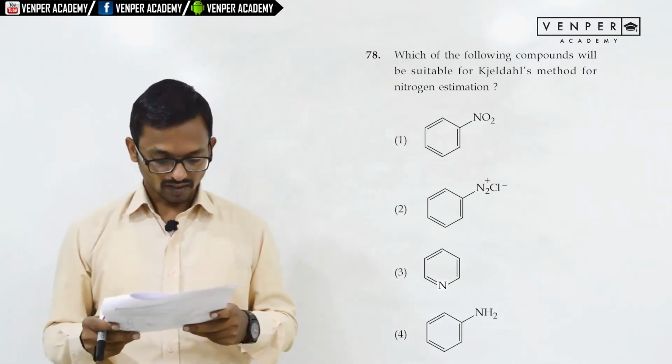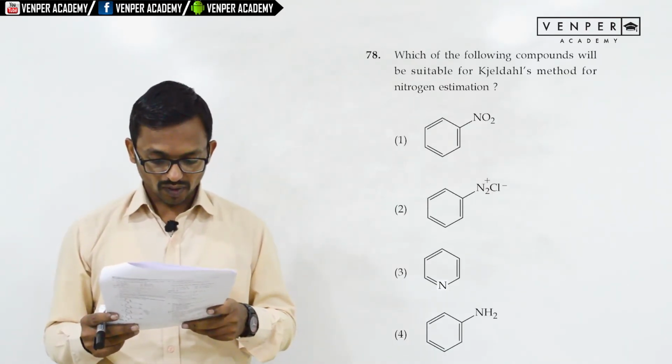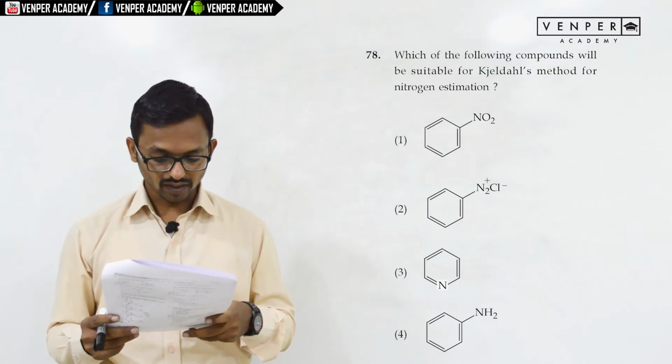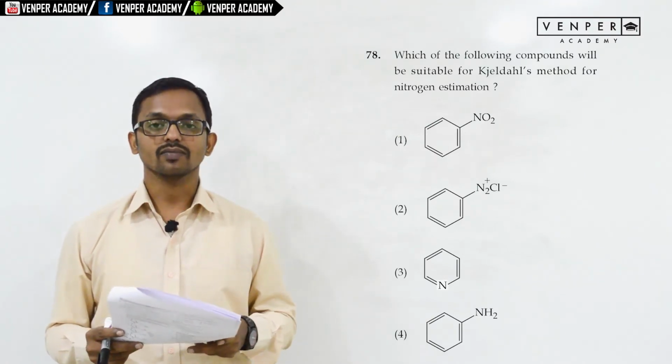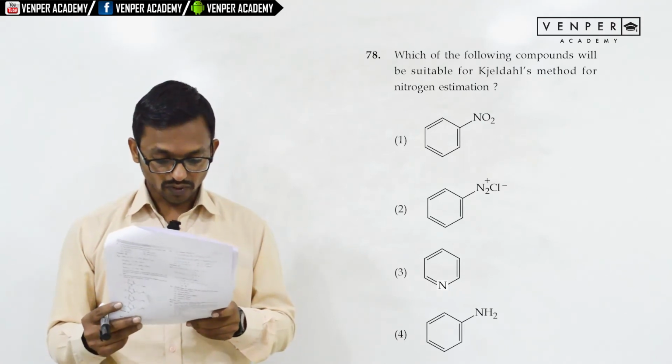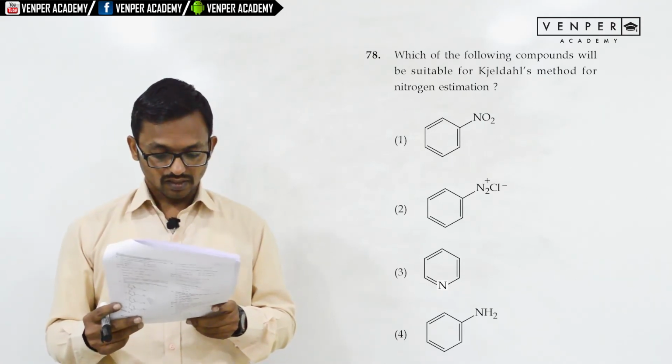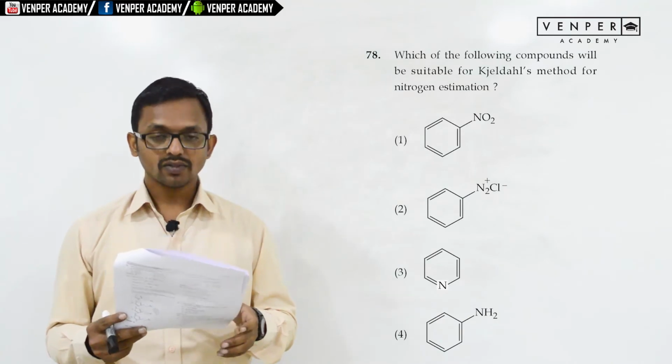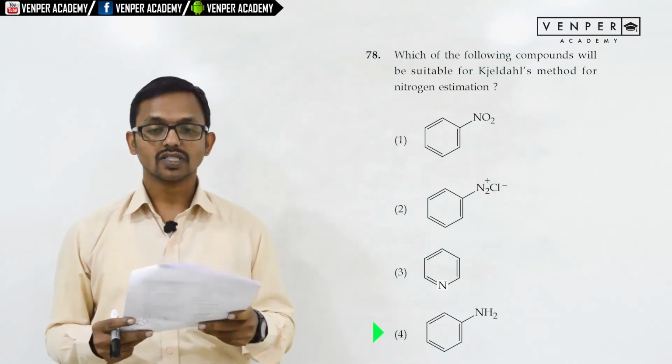Question number 78. Which of the following compounds will be suitable for Kjeldahl method for nitrogen estimation? In the given 4 options, option 4 is the correct answer. Remaining 3 don't give Kjeldahl method. So option 4 is correct answer.